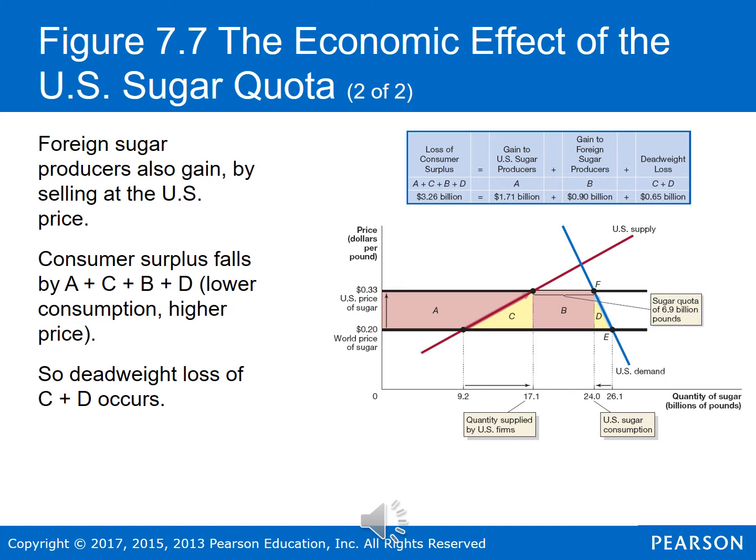U.S. sugar producers that are now selling at the higher price of 33 cents per pound of sugar end up getting area A, that former consumer surplus that now becomes producer surplus. And then areas C and D are lost, they're deadweight losses. So these are the value of transactions that could have taken place that are not taking place at this new higher price. So consumers lose A, B, C, and D, all those areas from this higher price that's being imposed due to the restriction in imports.